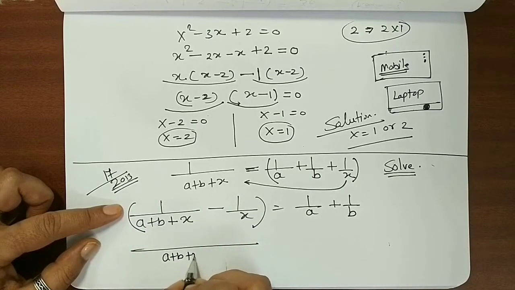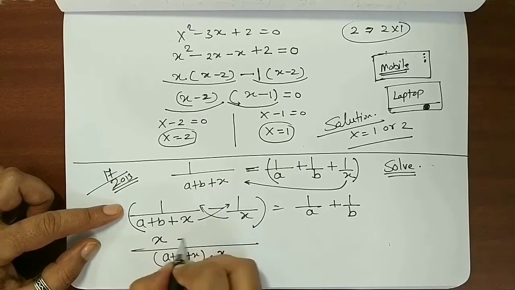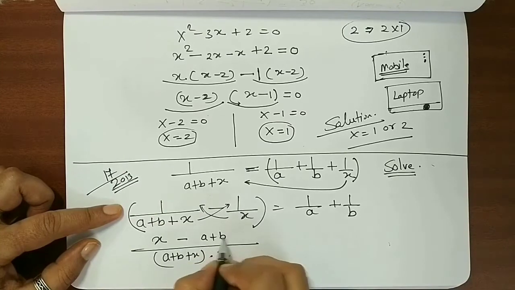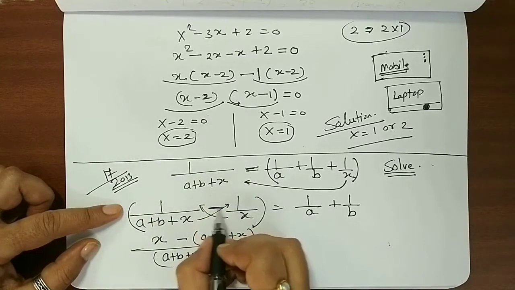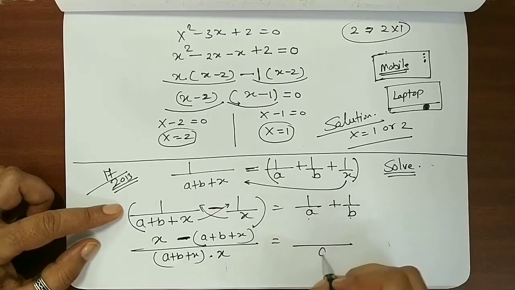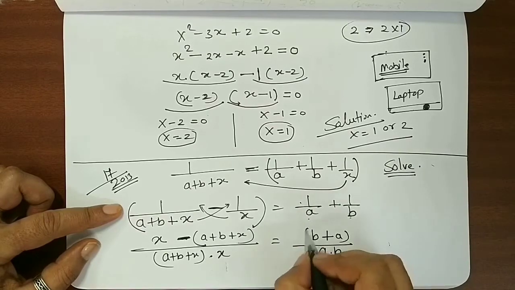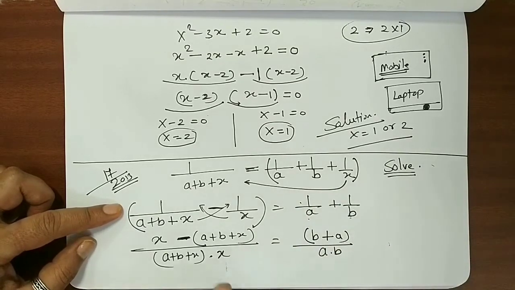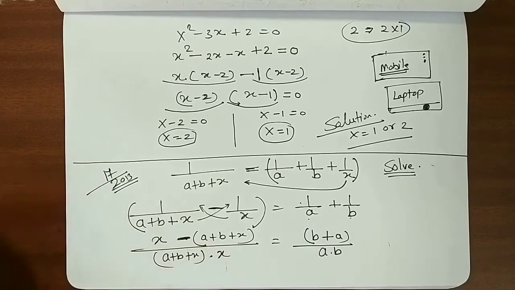a plus b plus x, the LCM part, we take product of these two, this into this, this into this. So it will be x minus (a plus b plus x). Remember, this is minus, so don't forget it. This sign is equal to, here LCM will be a into b, and this will be b plus a. I hope you got it. Now if I open this bracket, this plus will become minus.